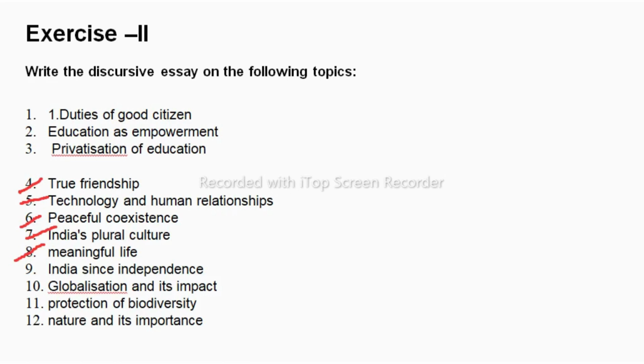Now, let's see the next one, India since independence. As we all know, India became free from the clutches of British rule in 1947. It became a sovereign republic on 26th January 1950. The first prime minister of free India was Jawaharlal Nehru. During his prime ministership, many dams like Bhakra Nangal Dam were constructed. Many hydroelectric projects too were started during the first 2 decades after independence.